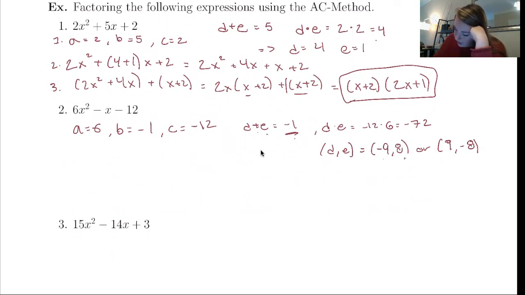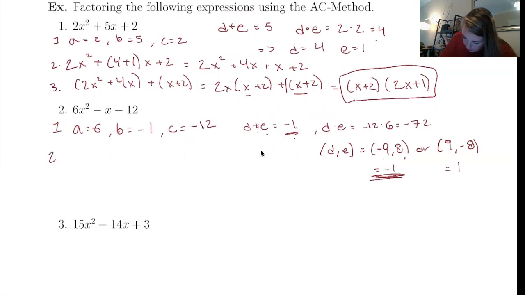So when I add these together, this is like 8 minus 9, that gives me a -1, and this one gives me a +1. So I want this one because I add them together and I get -1. So great. This is my winner, -9 and 8, or 8 minus 9. That's the same thing. So that was step 1.